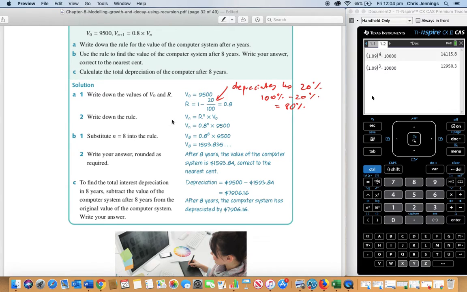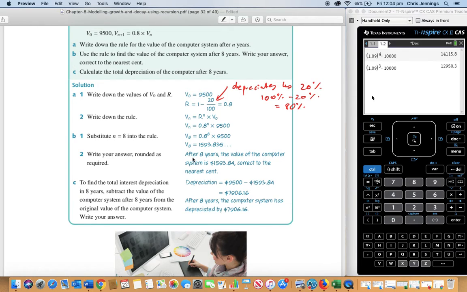So what I've got here is this rule, which is Vn equals 0.8 to the power of n times the initial amount, which is 9,500. Very, very straightforward. Part B. Use the rule to find the value of the computer system after 8 years. Write your answer correct to the nearest cent.